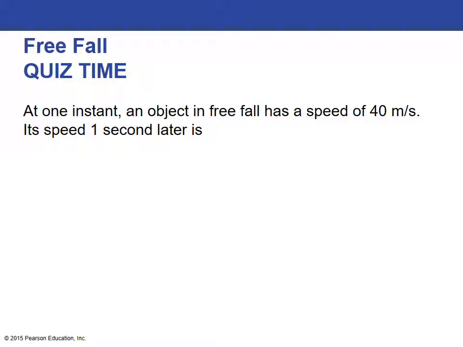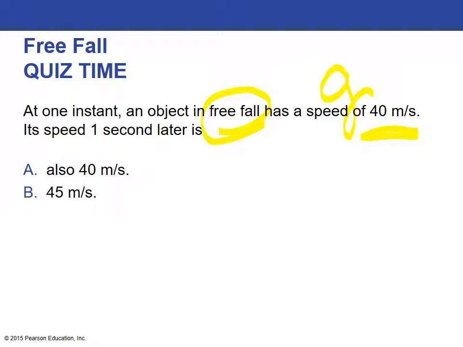We have an object in free fall at 40 meters per second at its instantaneous velocity, or its speed, 1 second later. So the only force acting on it when it's in free fall is gravity. So if it's at 40 meters per second, a second later, its speed is going to be the same, unchanged, increased by 5 meters per second, increased by 10 meters per second, or none of the above. This is the exact same problem that you worked in chapter 3.